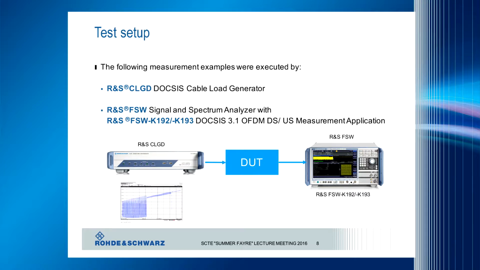So in the following examples, I did the measurements with two devices from our company. On the left side, you will find a channel generator, a cable load generator for DOCSIS, which is able to simulate a complete channel frequency plan, so with analog signals, digital signals, and on top here in this example, also with a DOCSIS 3.1 signal. And on the other end, for the measurements we have used one of our spectrum analyzers, the FSW, together with a piece of software which enables the spectrum analyzer for the analysis of DOCSIS 3.1 signals in downstream and upstream.